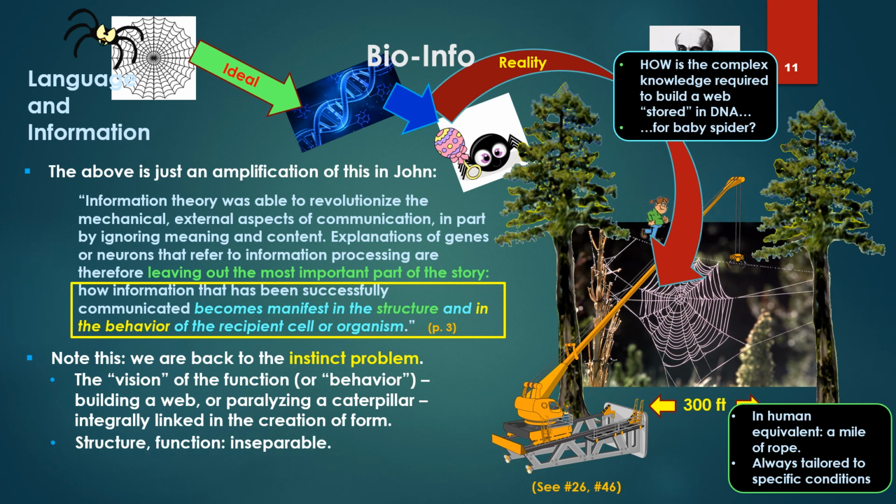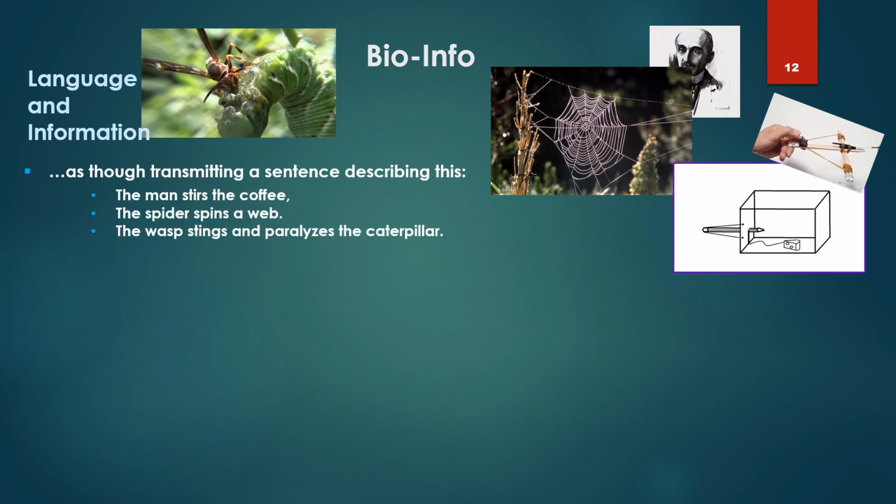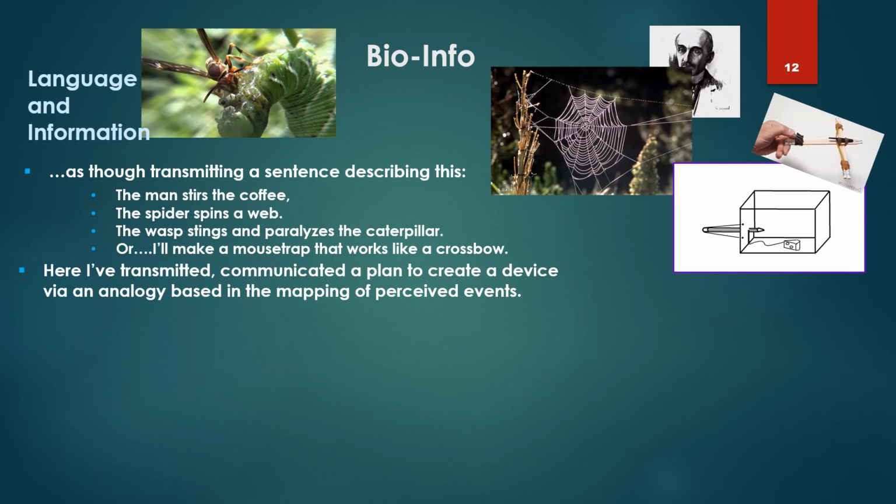Structure and function are inseparable. So, as though transmitting a sentence describing this: the man stirs the coffee, or the spider spins a web, or the wasp stings and paralyzes the caterpillar in the 9 places required to do it. Or I'll make a mousetrap that works like a crossbow. Here, in the last sentence, I've communicated a plan to create a device via an analogy based in the mapping of perceived events. Mapping the crossbow to the mousetrap.